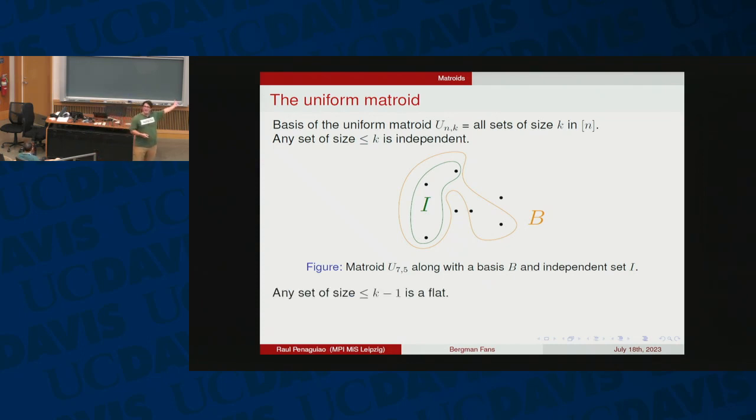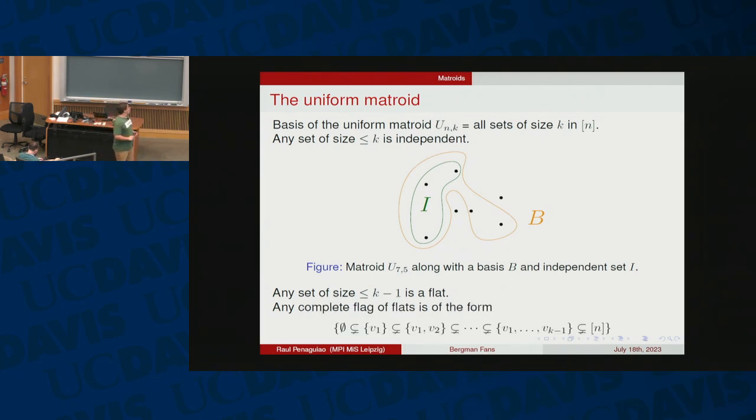In this case, any set of size k minus 1 will be a flat. Why? Because if you increase the size of this set, you are increasing the rank. Okay, simple exercise. What are complete flags of flats in this uniform matroid? They will always look like this. So this is an exercise for the audience.